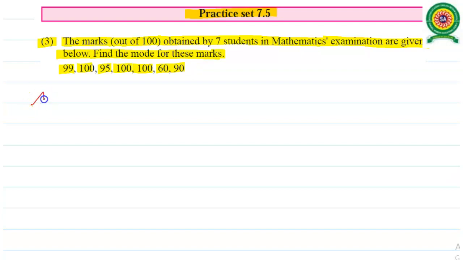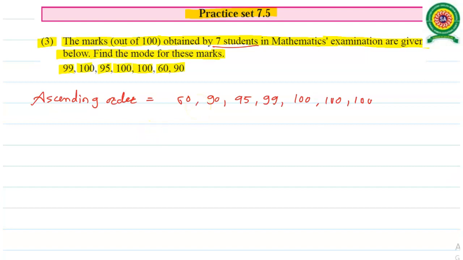For finding the mode, first of all arrange the given observations in ascending order. The least number is 60, next to it 90, next 95, next to it 99, next to it 100, then 100 and the last one again 100. So 100 is repeated here 3 times. The total observations are 1, 2, 3, 4, 5, 6, 7, so 7 students in total. So our ascending order is correct.